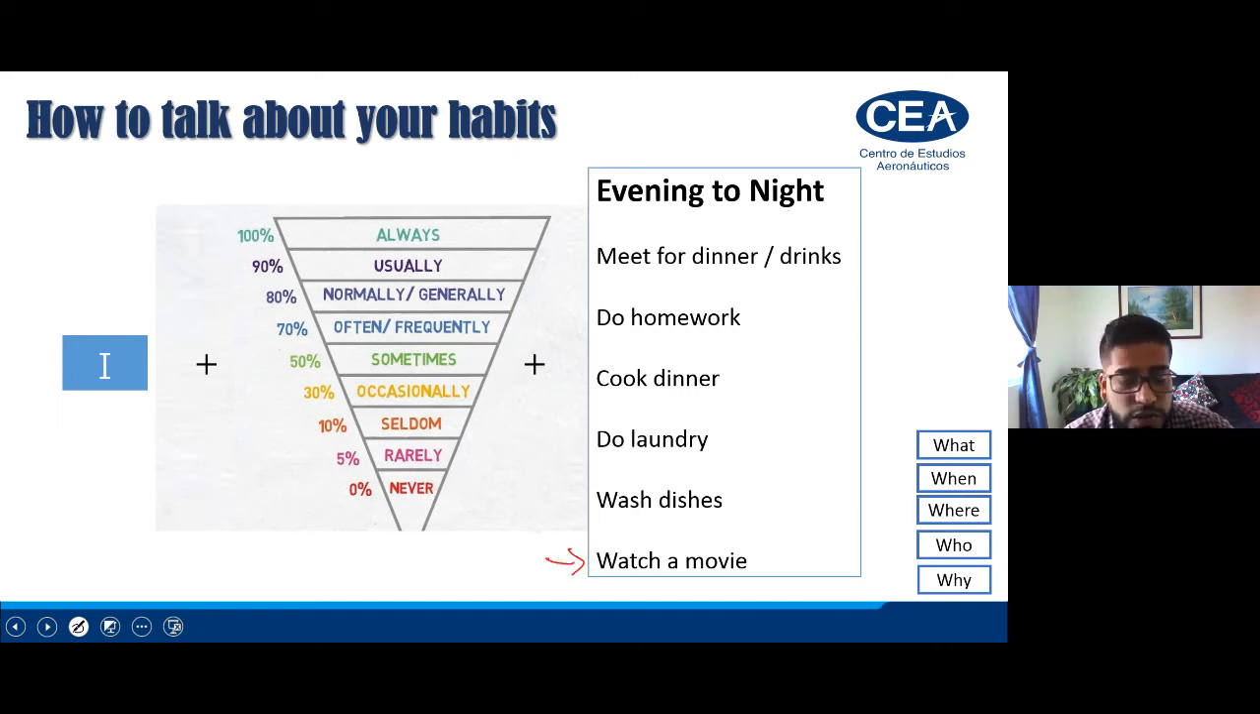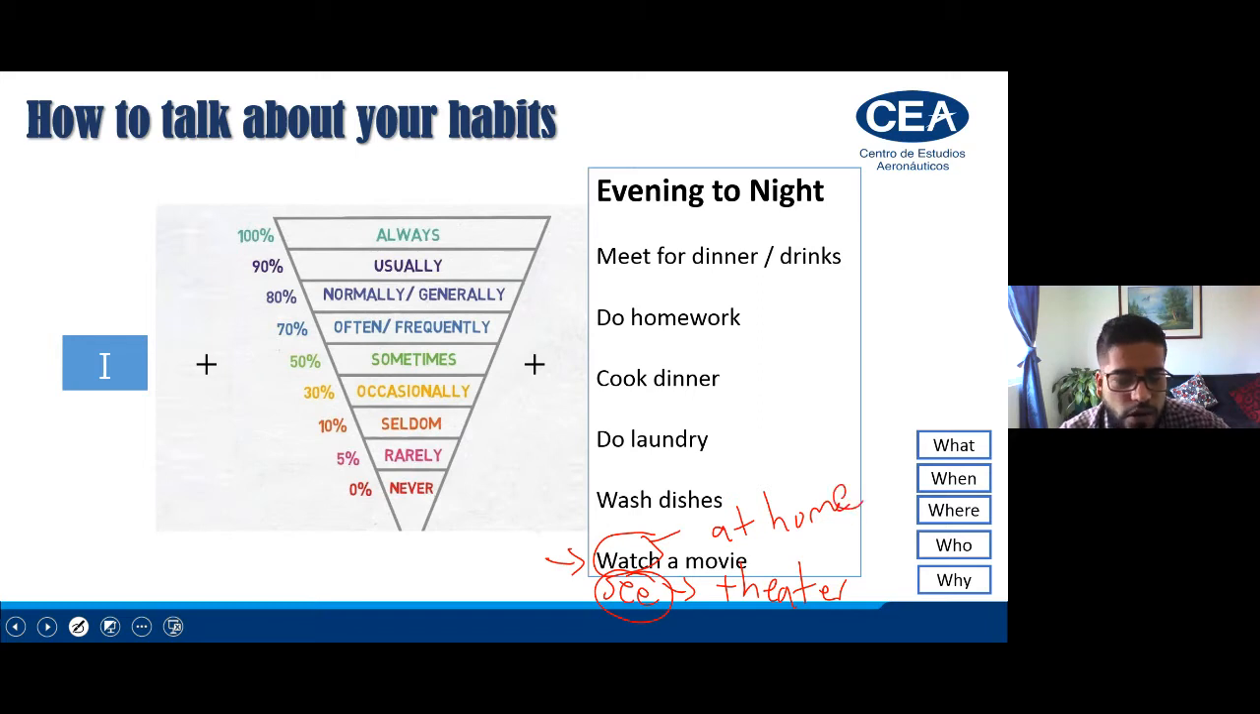Normally you use watch when you are, for example, at home. Okay, I watch a movie at home. And you can use the other possibility, the verb see, when you go to a theater. Okay, so it's more common to use the verb see. I see a movie in the theater. Okay, so this is more common in the theater, and watch is when you are at home.